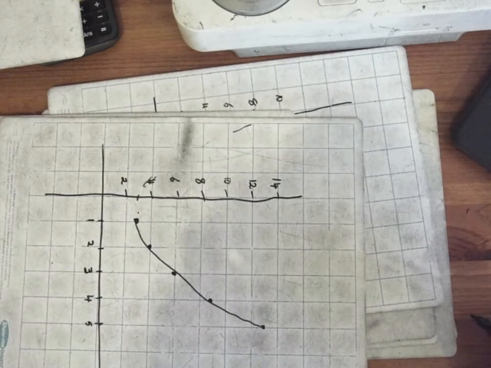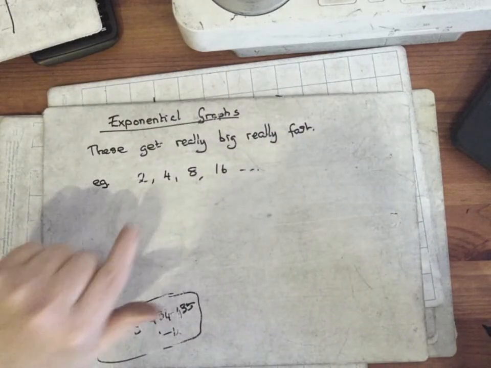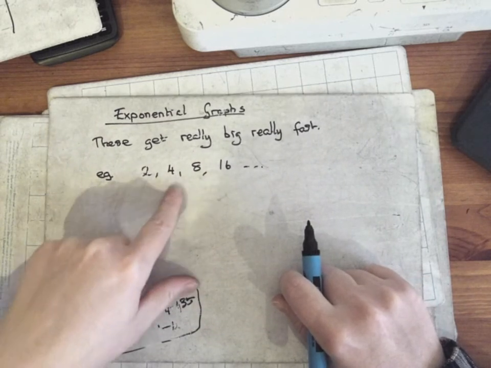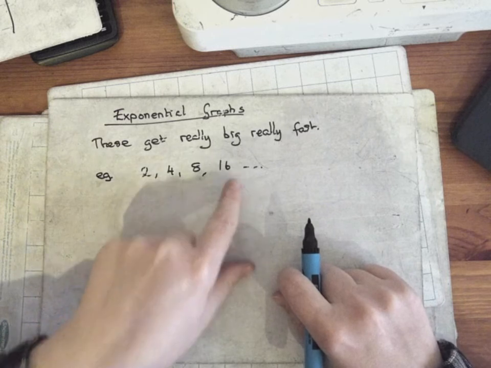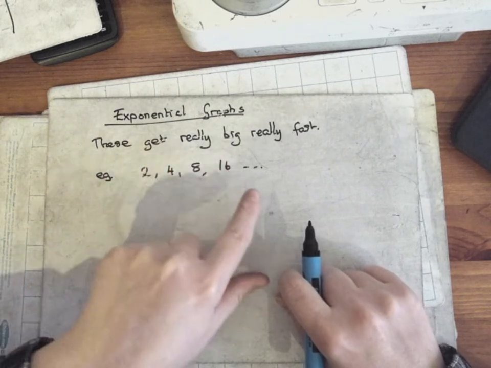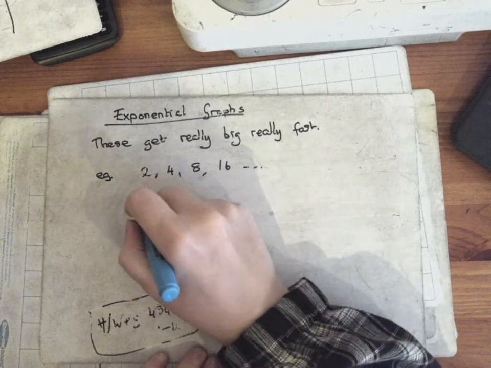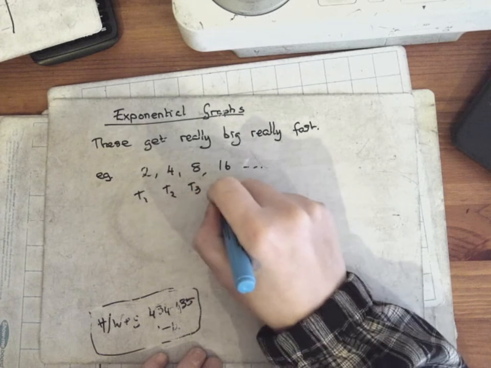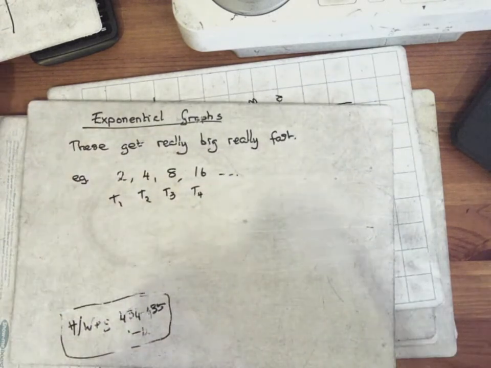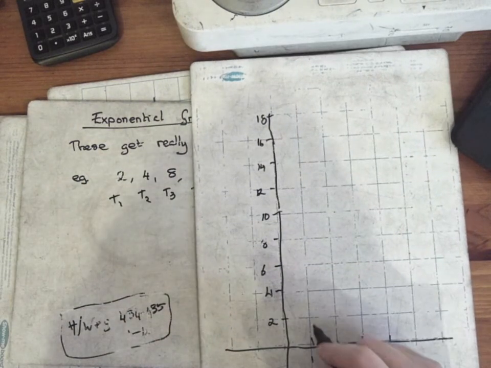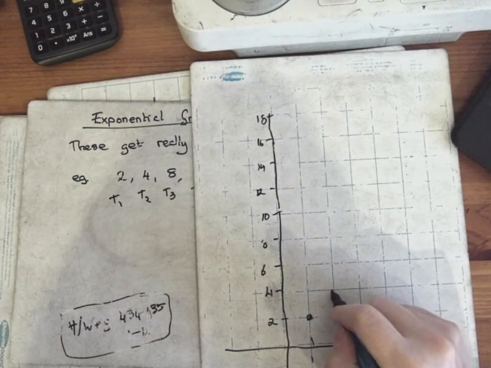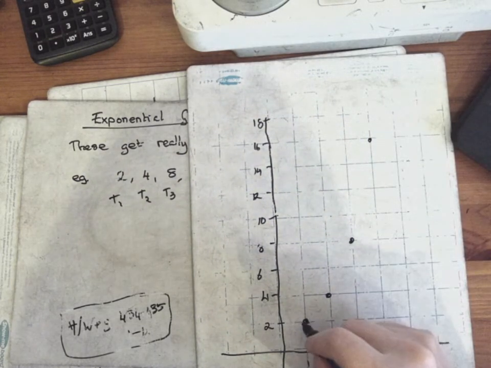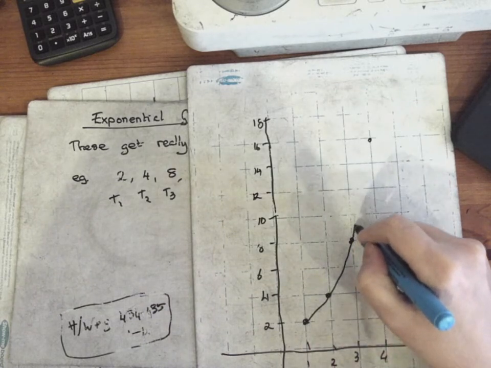Okay, right, the last one then is an exponential graph. Remember, with exponential graphs, you're multiplying by a number every time. So this one starts at 2, multiplying by 2, multiplying by 2, multiplying by 2. And remember, these get really big really fast. So this is term number 1, term number 2, term number 3, term number 4. Term number 1 is 2, term number 2 is 4, term number 3 is 8, term number 4 is 16. So we're curving up really big, really fast.